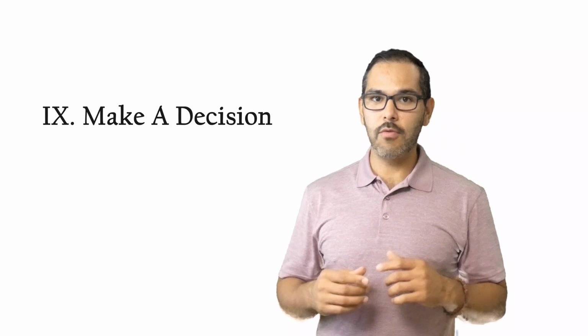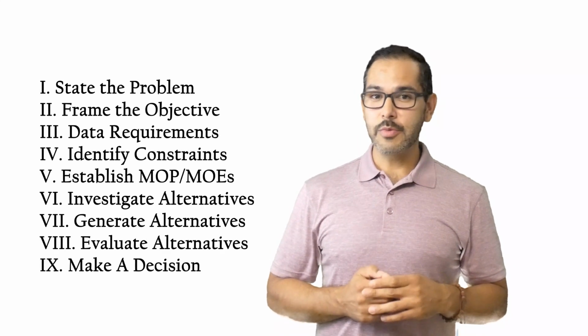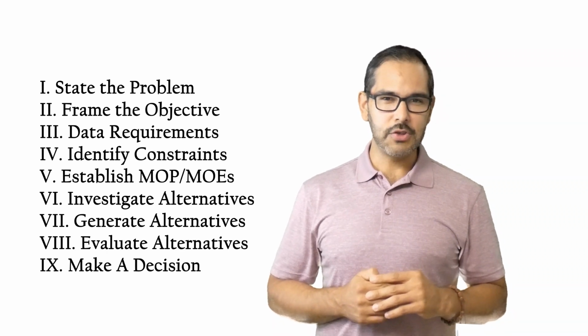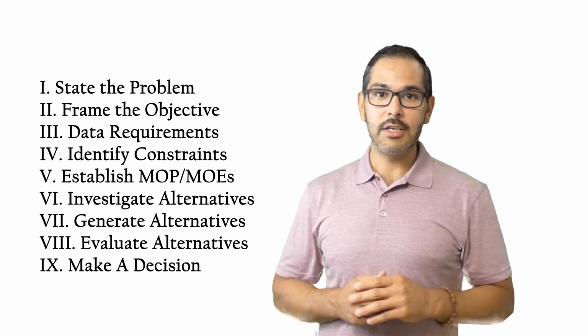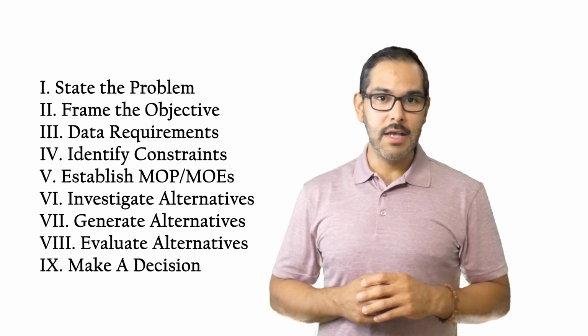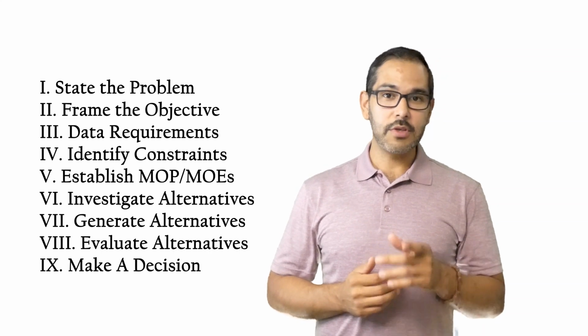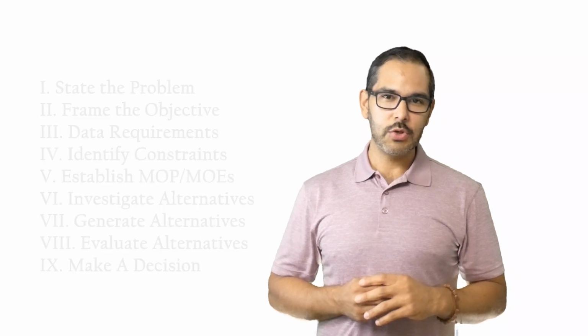And on Step 9, you will select the best alternative and write a formal recommendation to the system owner. In a nutshell, here are the 9 steps of the systems approach. State the problem, frame the objective, define the data requirements and decision variables, identify the constraints, establish the MOP and MOEs, investigate, generate, and evaluate, and also recommend the best alternative. Refer to this video often when you're working on assignments SB1, 2, and 3.